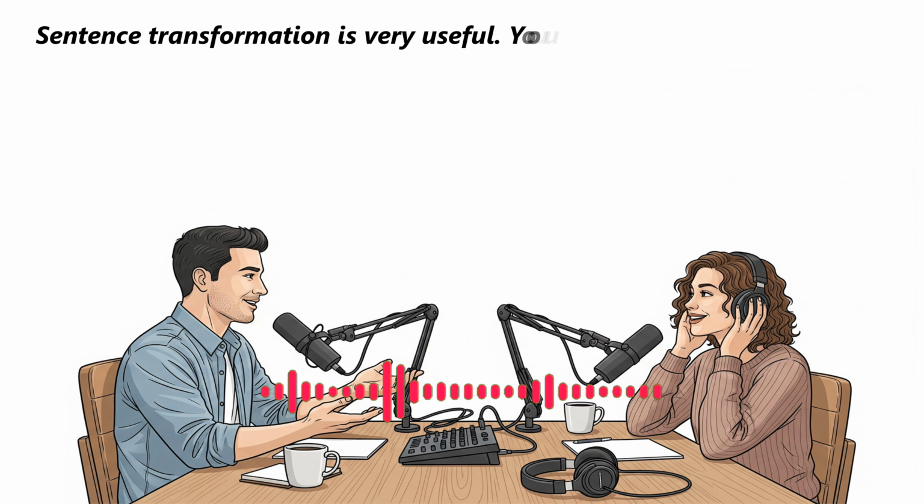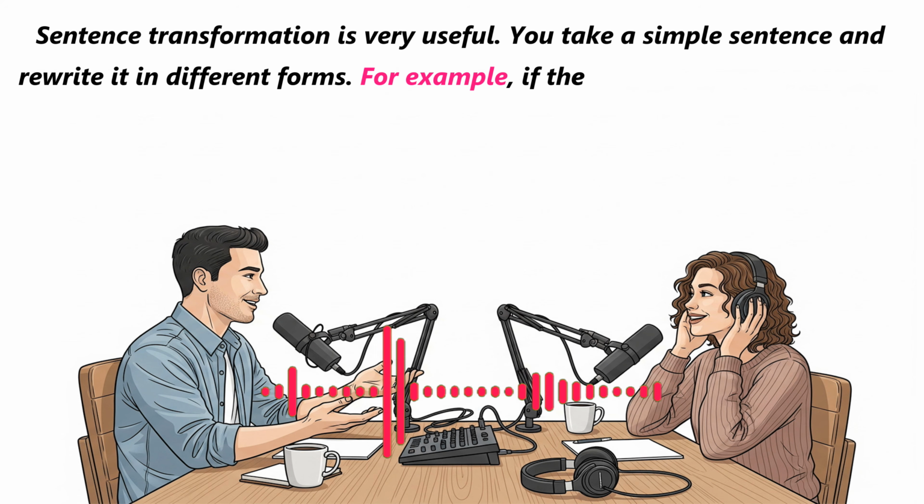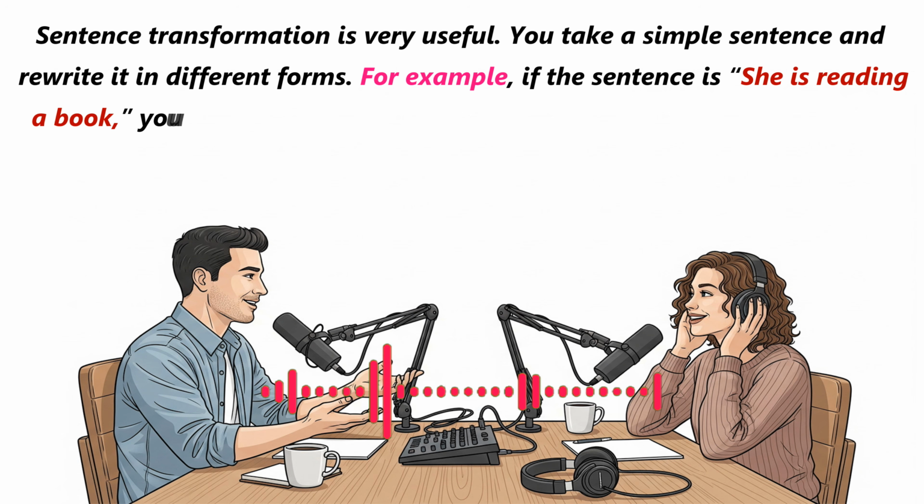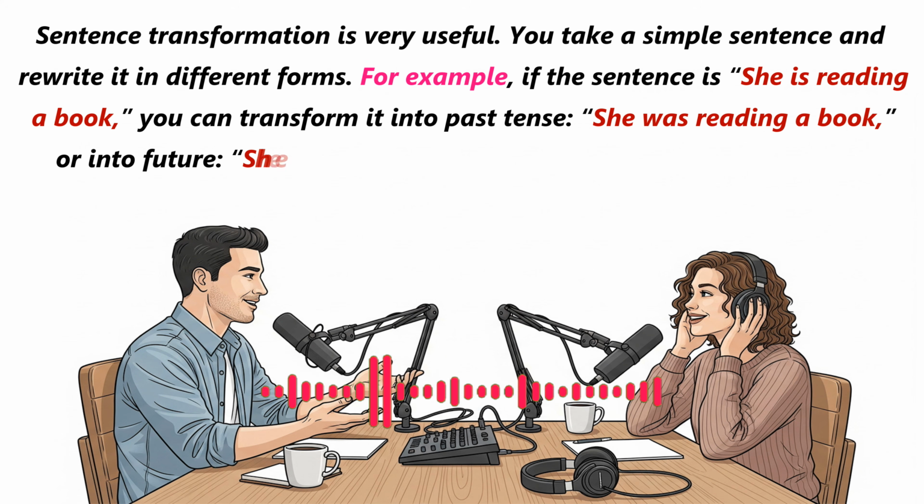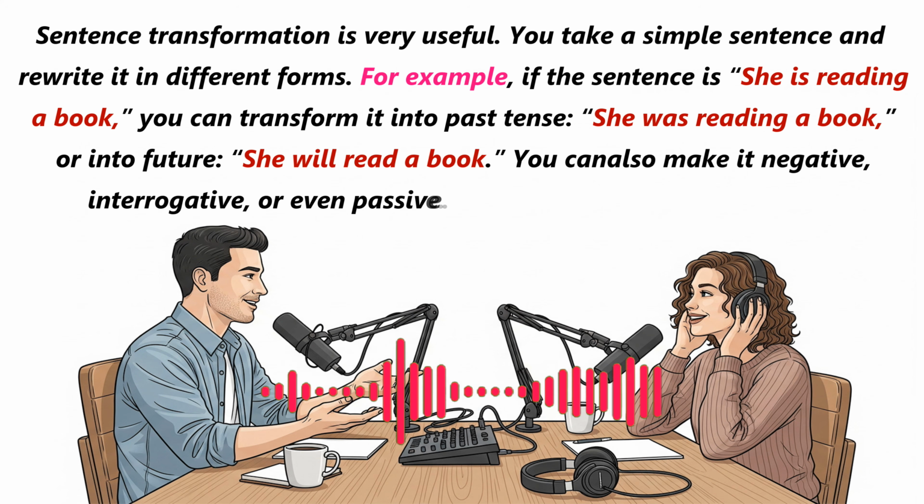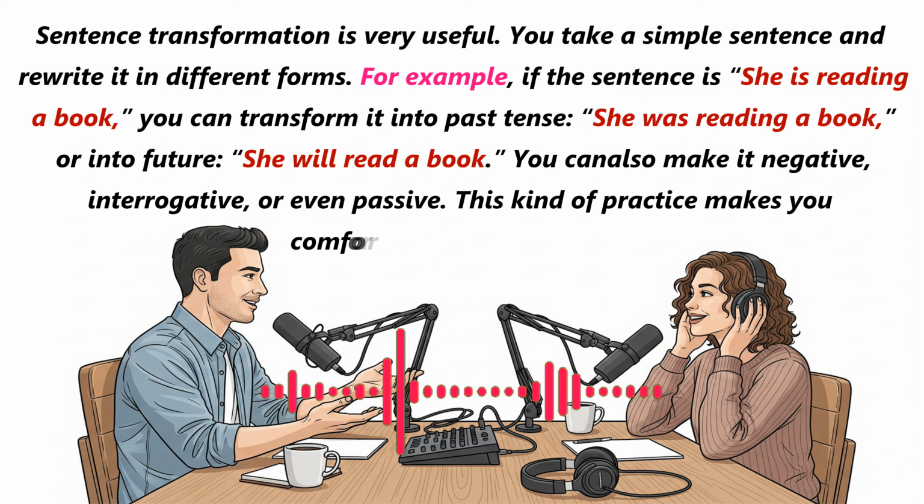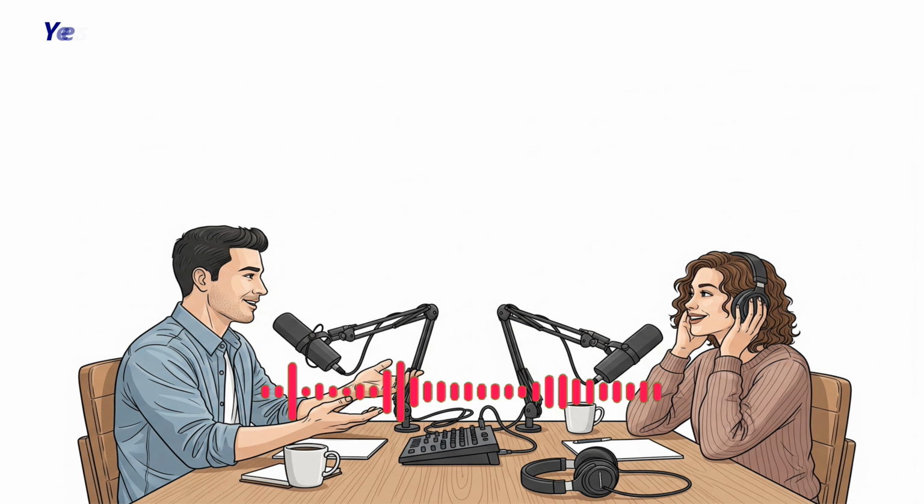Sentence transformation is very useful. You take a simple sentence and rewrite it in different forms. For example, if the sentence is, "She is reading a book," you can transform it into past tense. "She was reading a book," or into future, "She will read a book." You can also make it negative, interrogative, or even passive. This kind of practice makes you comfortable with tenses and structures.